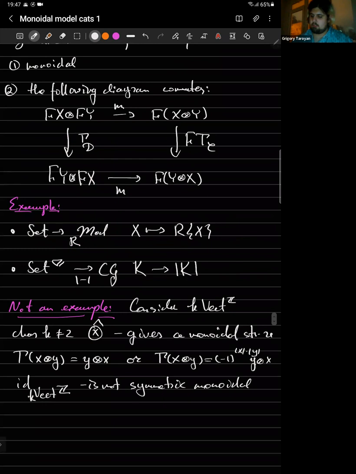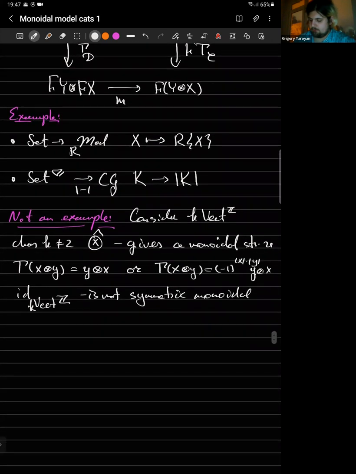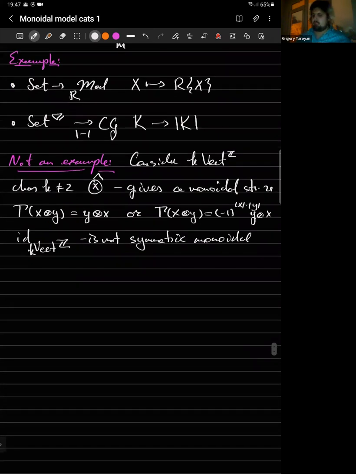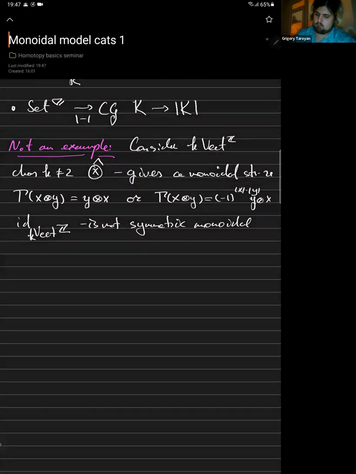And what breaks down is precisely this diagram. So we no longer have commutativity, for obvious reasons. So that's why we need that the characteristic of the field is not 2. Okay, so we discussed rings. Now it's time to go to modules.